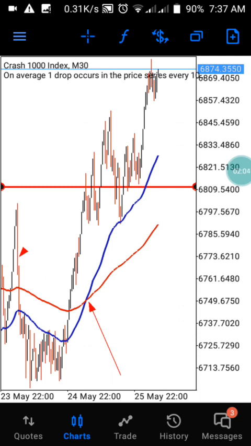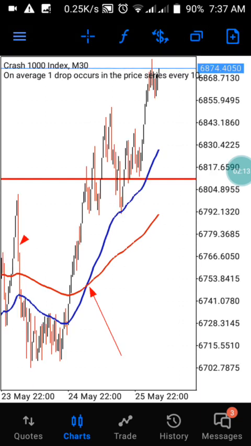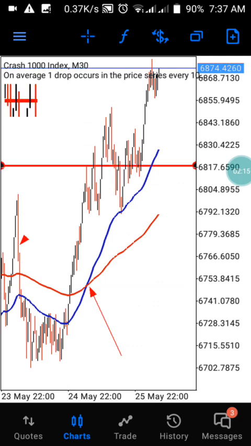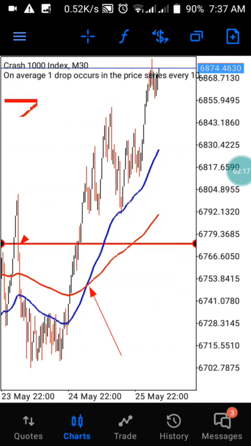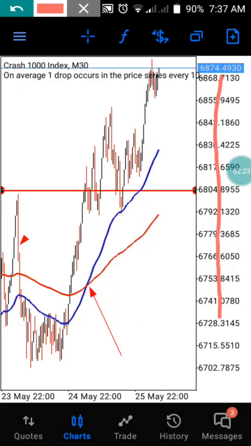So another thing that you need to add to your main chart is your horizontal line that we have here. You see this horizontal line. What are you going to use this horizontal line for? You are going to be using it to divide the chart on your screen into two.